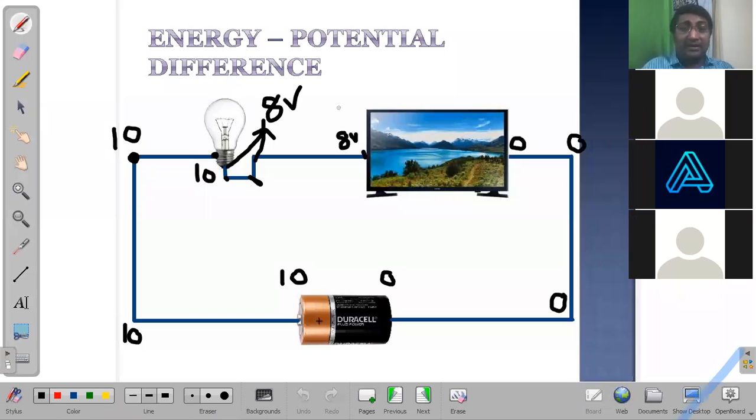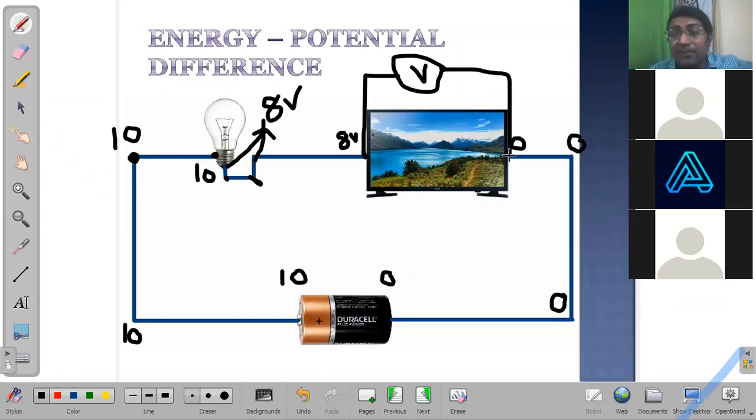All right, so voltmeter. Now, I brought in that particular point because if I have a voltmeter and I connect one end of the voltmeter to the left, and this is the voltmeter, and one end to the right, I will be measuring the potential difference for the television. What it will give me is the value on the left minus the value on the right. 8 minus 8 is 0. If I place the voltmeter at the bulb at this point and the other point, then it will give me 10 minus 8, 2 volts. So potential difference is measured with a voltmeter.